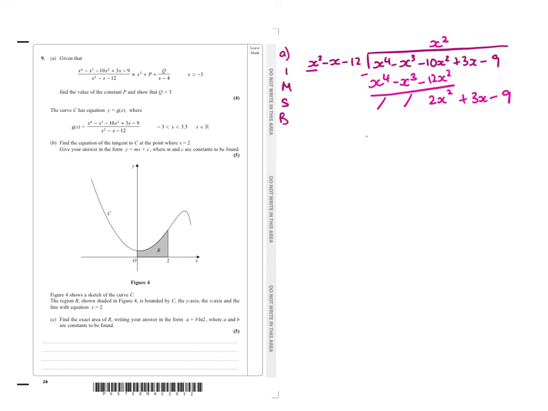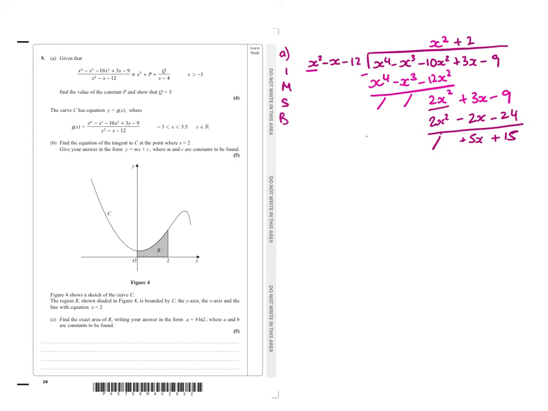Then we go again. x squared goes into 2x squared how many times? And this is actually plus 2. And now we multiply: 2 times x squared is 2x squared, 2 times minus x is minus 2x, 2 times minus 12 is minus 24. Subtract. So 2x squared is going to cancel 2x squared. 3x minus minus 2x is plus 5x. And minus 9 minus minus 24 is plus 15. Okay, and now we finish.